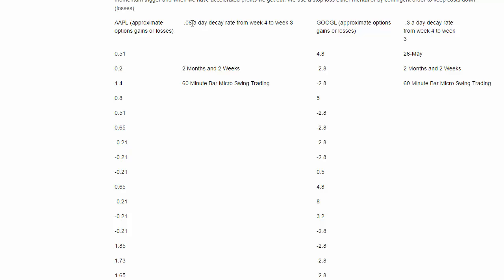And now it's going to be a slower decay rate at first, and then it speeds up gradually because of the decay curve. You should know that. If you don't know this stuff, get Options 101.